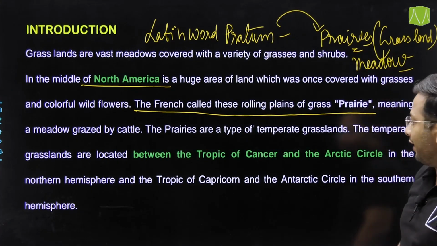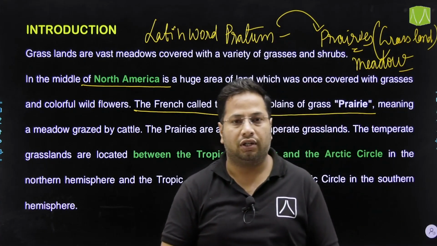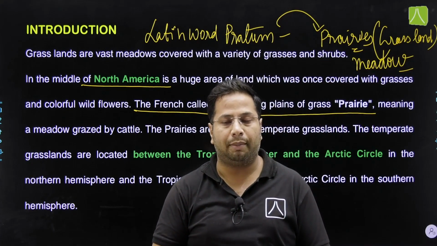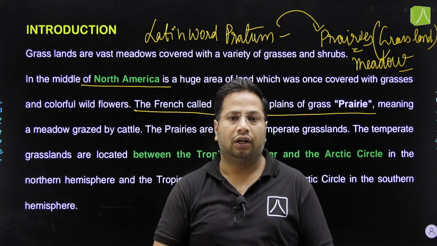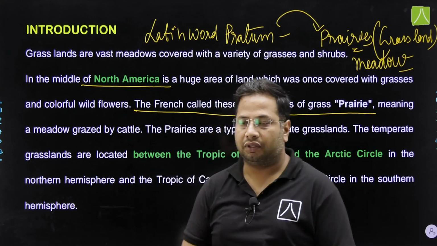It is found in the temperate region, that is between the Tropic of Cancer and the Arctic Circle in the northern hemisphere, and the Tropic of Capricorn and the Antarctic Circle in the southern hemisphere.